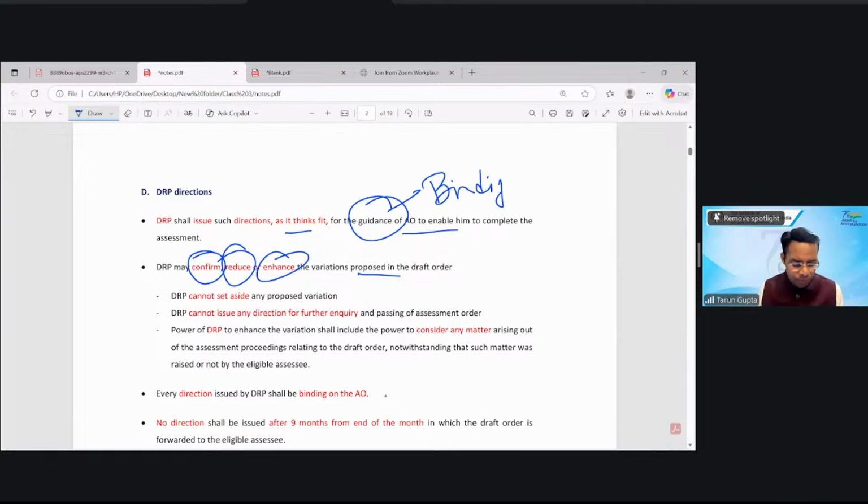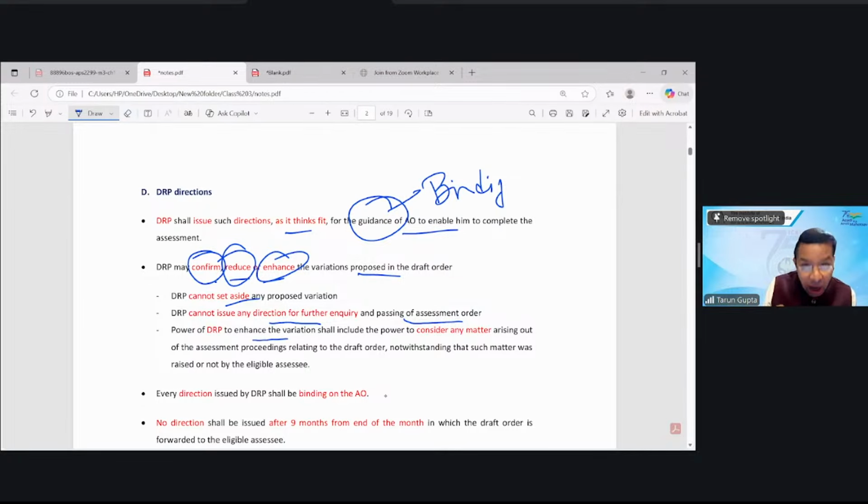What can a DRP not do? The DRP can confirm, reduce, enhance. What it cannot do? It cannot set aside any proposed variation. DRP cannot issue any direction for further inquiry and passing of assessment order. No. Don't ask AO to make an inquiry and then pass an order. Do your inquiry.